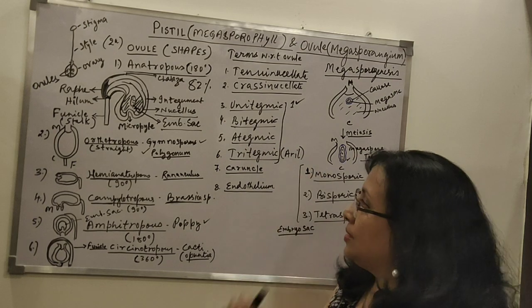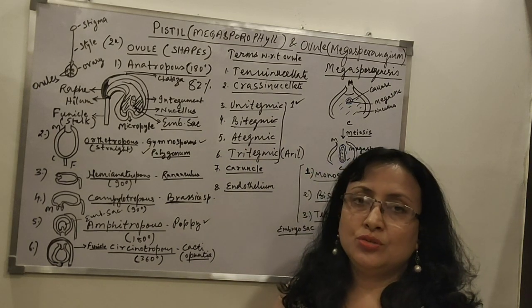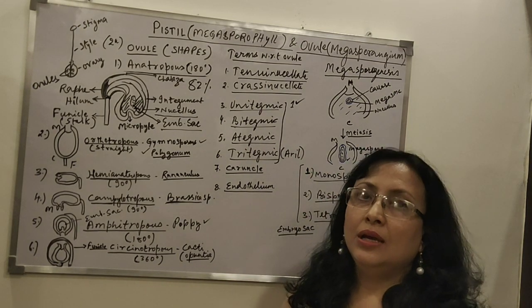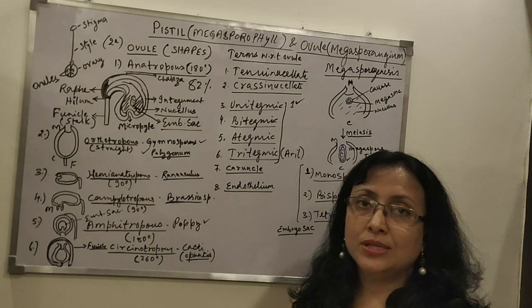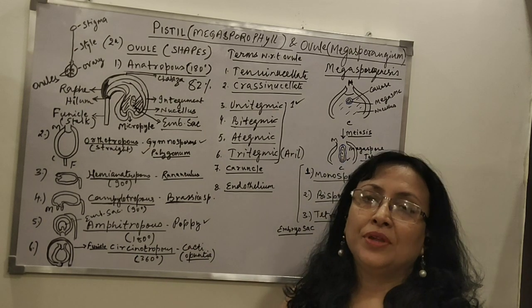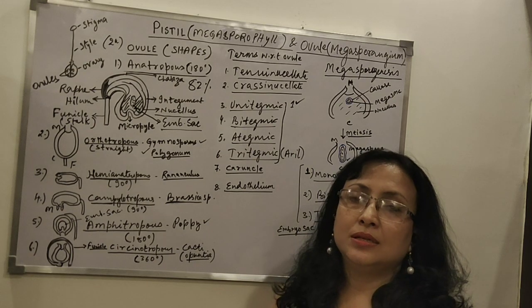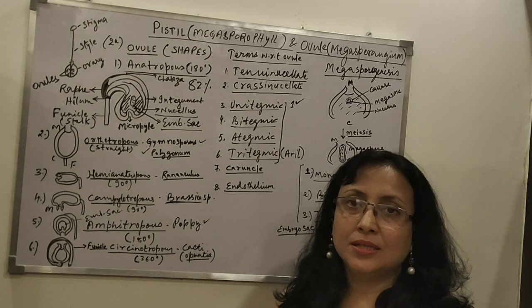Then ategmic. Now ategmic are those which do not have any integument at all, and such ovules are found in Loranthus, Santalum, and these are parasitic plants.